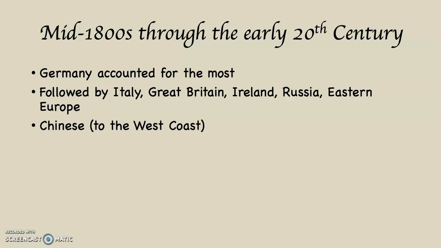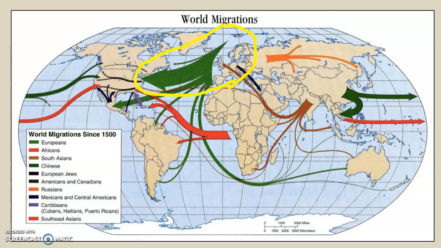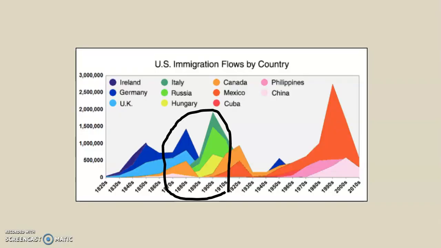And of course, the Chinese began to come to the west coast of the United States. Again, take a look at the map. You can see still this very large green arrow of people coming from Europe towards the United States. And now you can see over on the right-hand side, we have circled the Chinese immigration coming towards the United States and ending up in the western part of the United States.